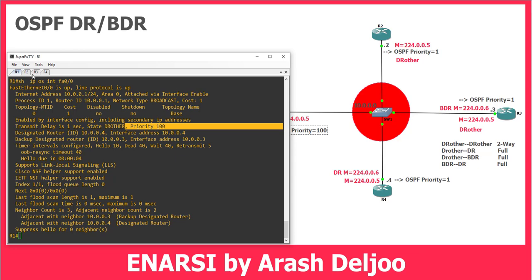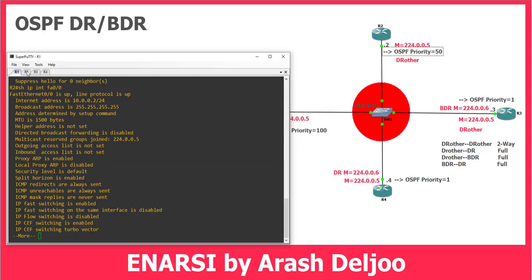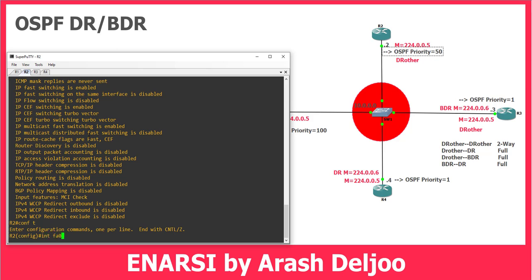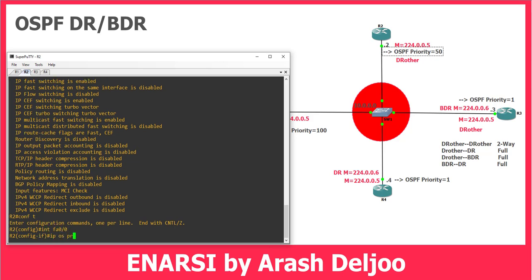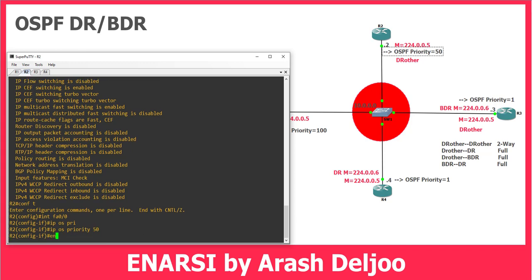Also, in router 2, let me configure the OSPF priority as, for example, 50, because I'm going to configure these two routers as the DR and BDR. Let me go to router 2's interface. Here, conf t, interface FastEthernet 0/0, ip ospf priority 50. Again, we don't have any change.